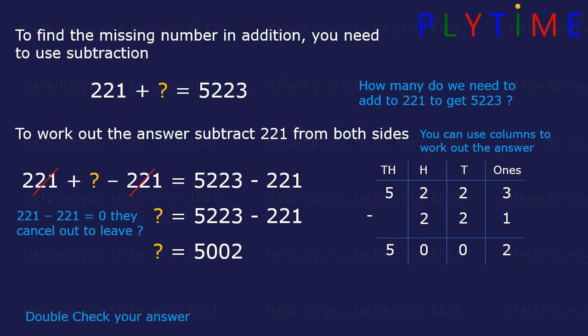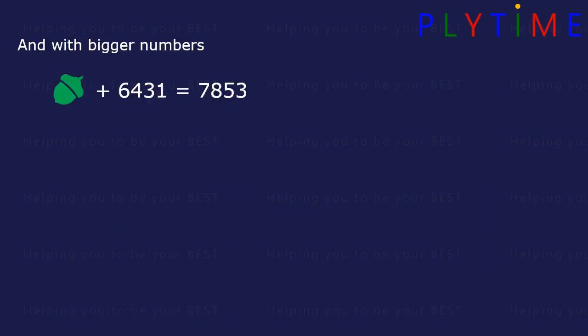Let's double check our answer. Is 221 plus 5,002, does that equal 5,223? Yes, it does. It's correct. And with bigger numbers, we're asked to find out what the symbol represents. How many do we need to add to 6,431 to get to 7,853?